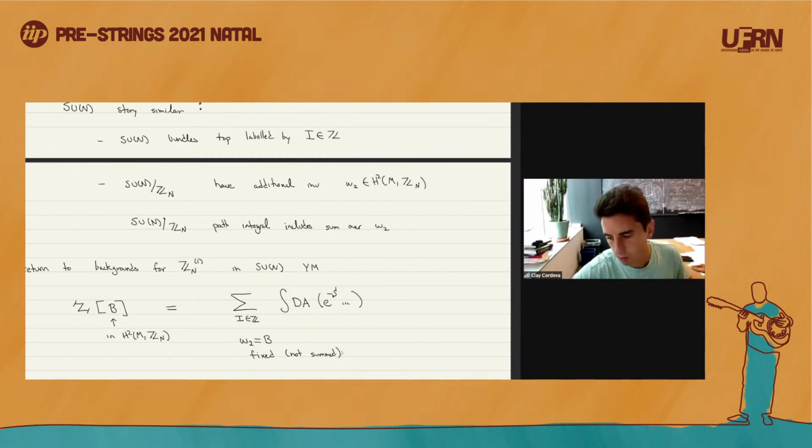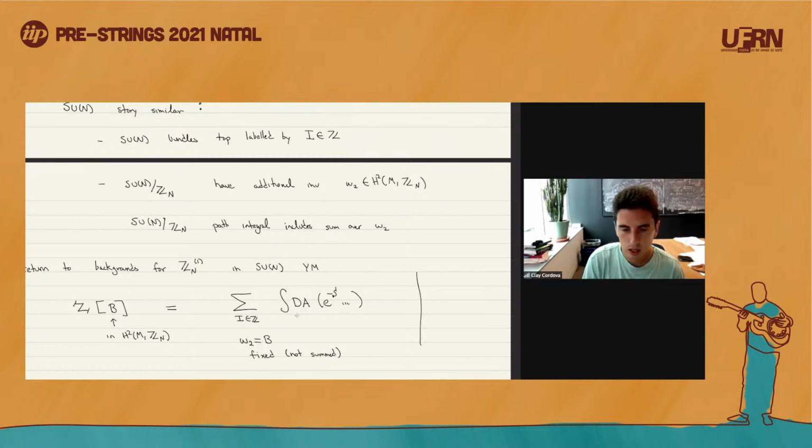Not summed over. This is the definition. This is what it means to study SU(N) Yang-Mills theory in the presence of a background B field for the one-form global symmetry. So notice that the answer will be a function of B, because B is not being summed over in this formula.